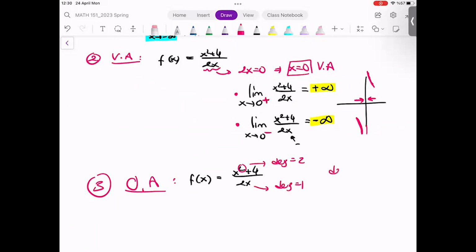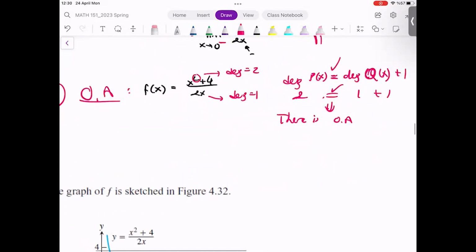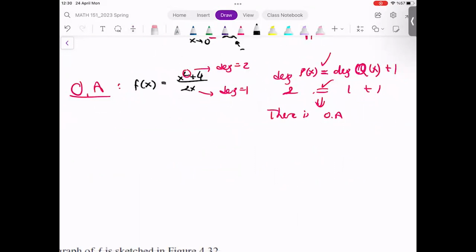If degree of the numerator function, let's call it p(x), is degree of the denominator function, let's call it q(x), plus 1, this holds for us. Then there is an oblique asymptote. Oblique asymptote. And how to compute that? You perform polynomial division to find out the oblique asymptote equation.